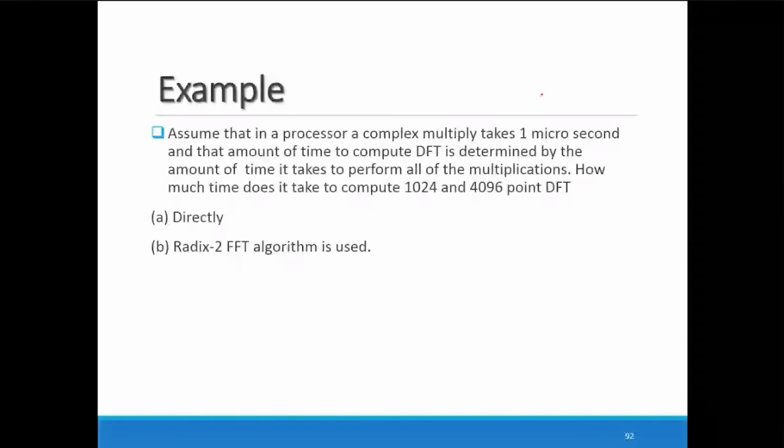So two things we have to calculate. If I am taking the 1024 point DFT, how much time will it take? Another is the 4096 point DFT. First, we have to calculate for direct computation. Second, we have to calculate for the radix-2 FFT algorithm. Okay, all of you try to solve this example, and as you get the answer, please comment.